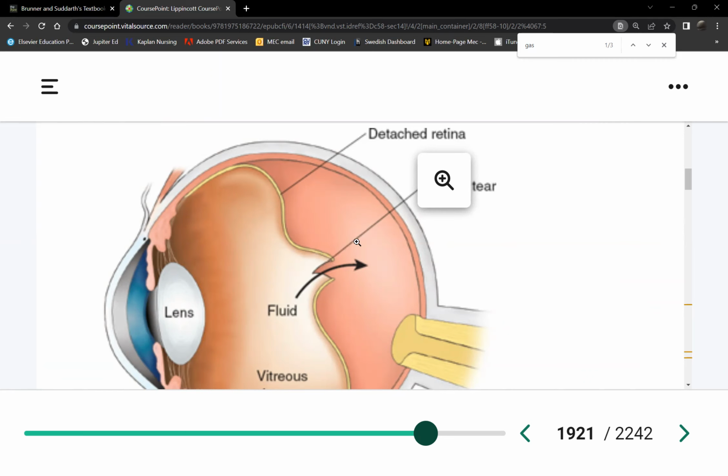So if it's on the left side right here, the tear is here. Where will they put the gas bubble? And then how do you make sure the gas bubble presses on this side? They'll tilt it here, because it always rises up.